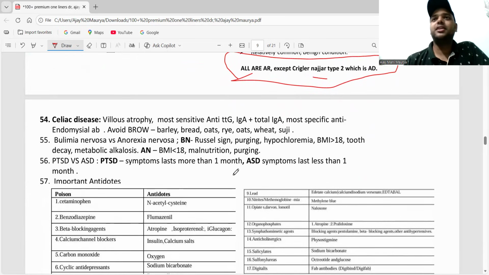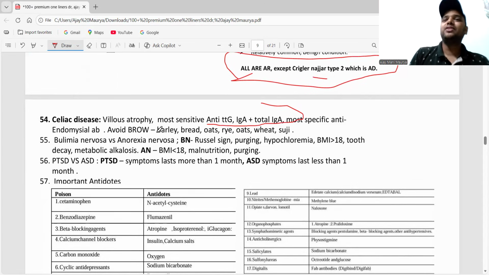Now this is the case scenario. What is the most sensitive test, the screening test? It is the anti-TTG IgA and the total IgA. This is the most sensitive test. What is the most specific test? It is the anti-endomysial antibody. Remember, what should be avoided in a patient with celiac disease? You have to avoid barley, bread, oats, rye, wheat, and suji.